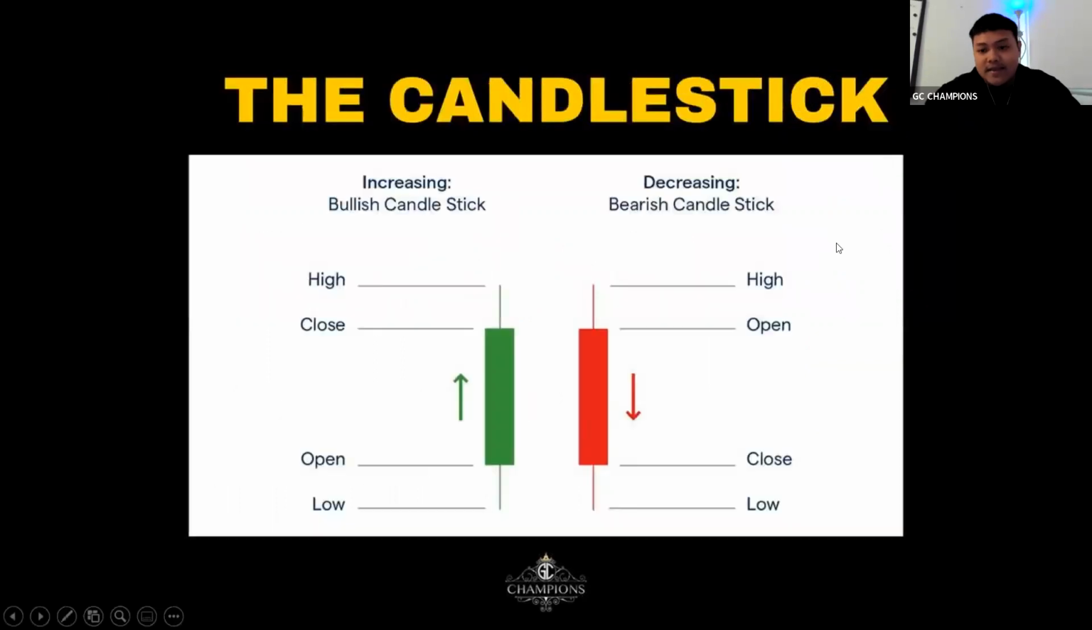Now, the second one is the candlestick. This is what it looks like. I know you guys see those little red and green bars. What does it actually do? This is a way for you guys to understand it pretty easily, okay?